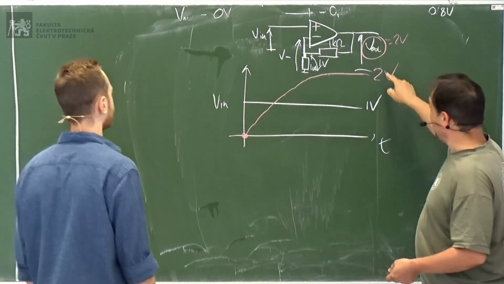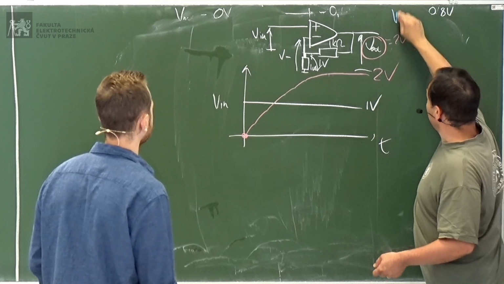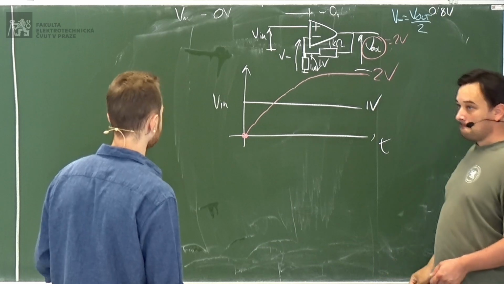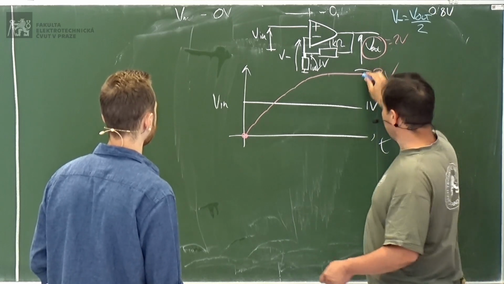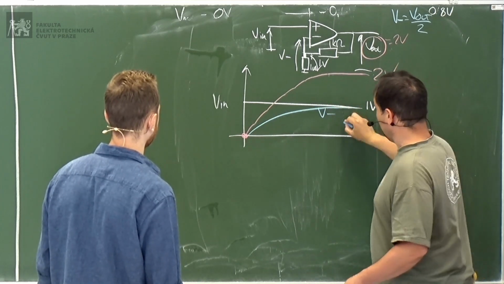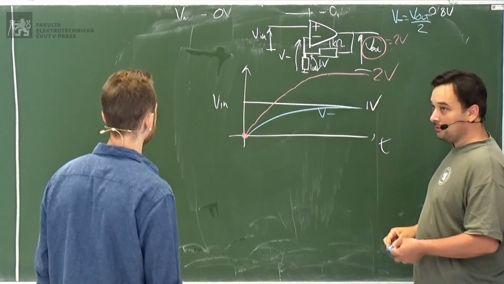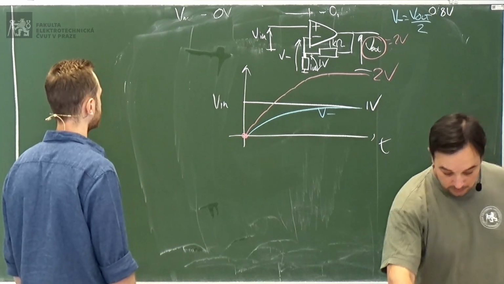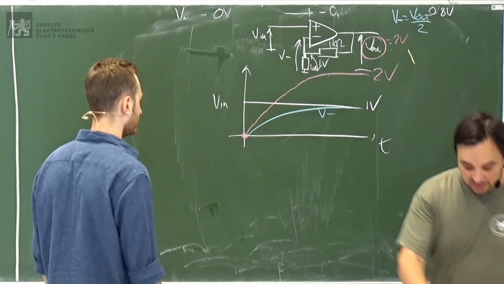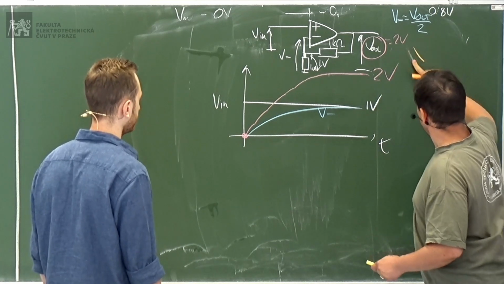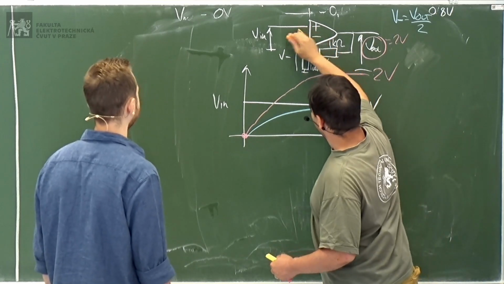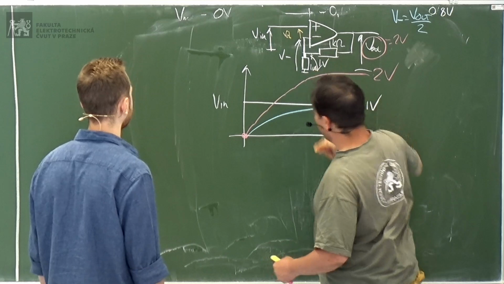So then this is V out. V minus, remember, is V out divided by 2, because the resistors are equal. So if you want, let's see if the yellow can be red. Maybe orange is better. Orange is the new VD. So this is VD.